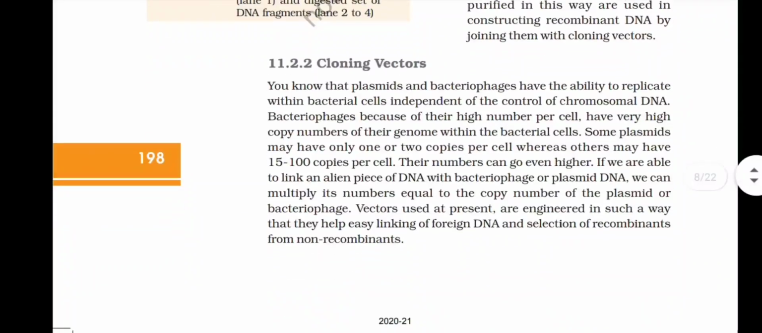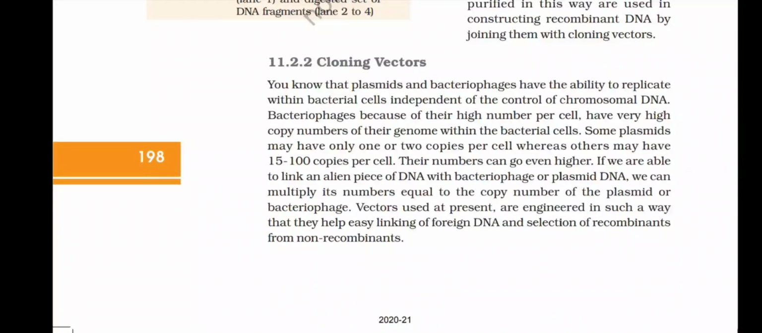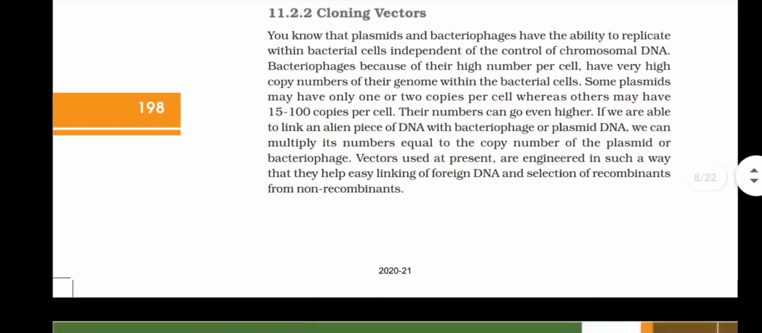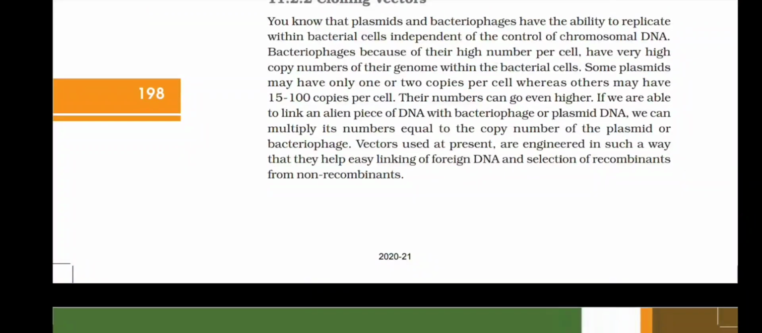So, cloning vectors. After the vector is formed, how can we clone it? It's not just one copy; we need tons of it, millions and billions. How do we make it? Plasmids and bacteriophages have the ability to replicate within bacterial cells independent of the control of chromosomal DNA. Bacteriophages have very high copy numbers of the genome within the bacterial cells. Some plasmids may have only 1 or 2 copies per cell, whereas others may have 15 or 100 copies per cell. Their numbers can go even higher.